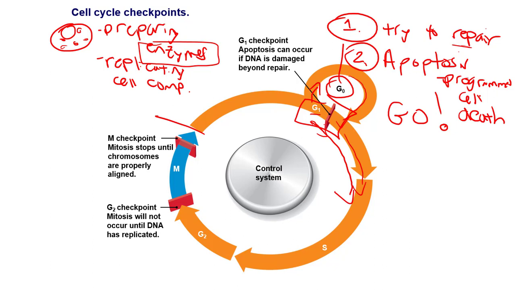Sometimes a cell is in G0 for so long, just trying to repair itself, that it gets stuck there forever. It doesn't undergo apoptosis, but it never actually gets repaired. It just gets stuck in this permanent G0. For example, that's what happens with the neurons. They enter this G0 state and they never come out of it. They're just stuck there forever. So that's the first checkpoint, the G1 checkpoint.